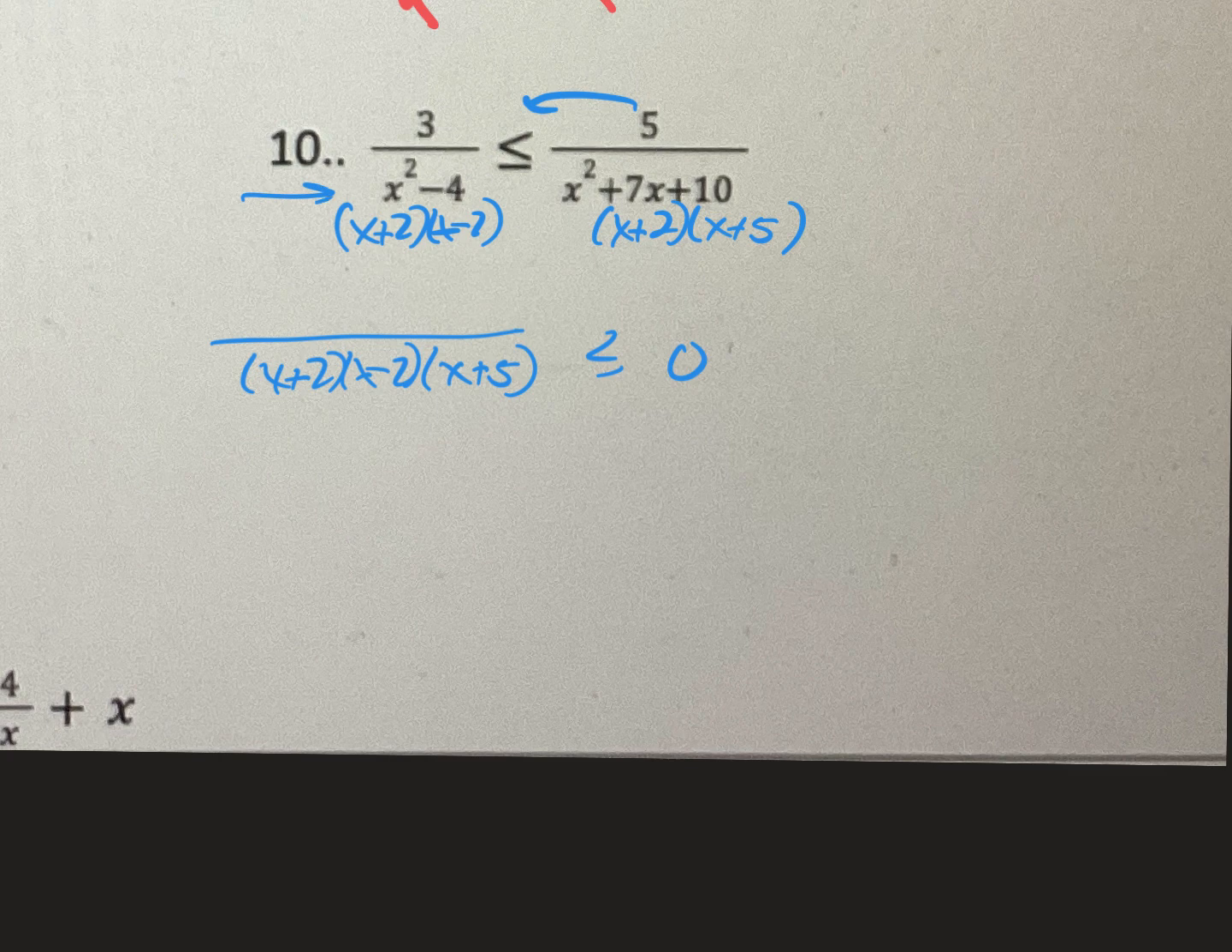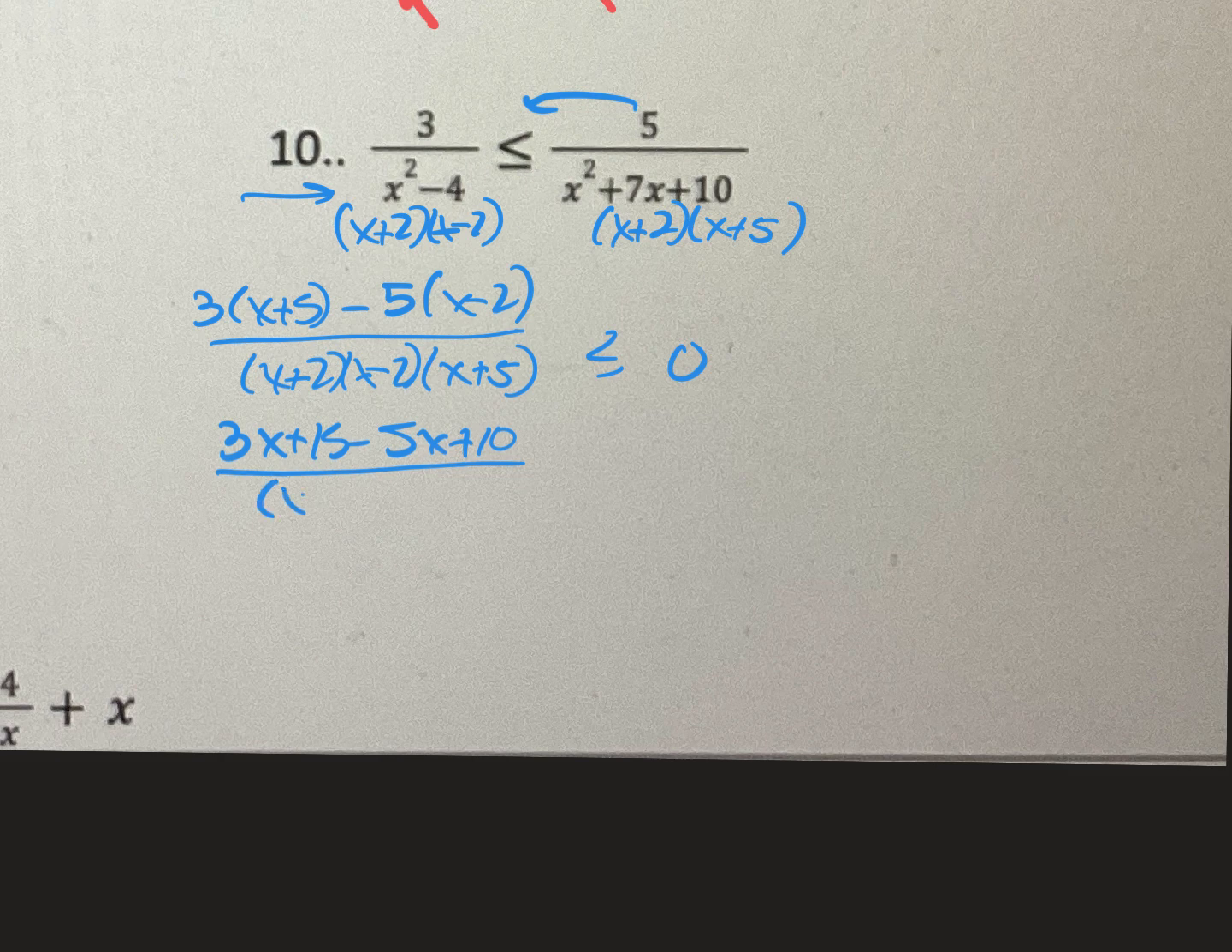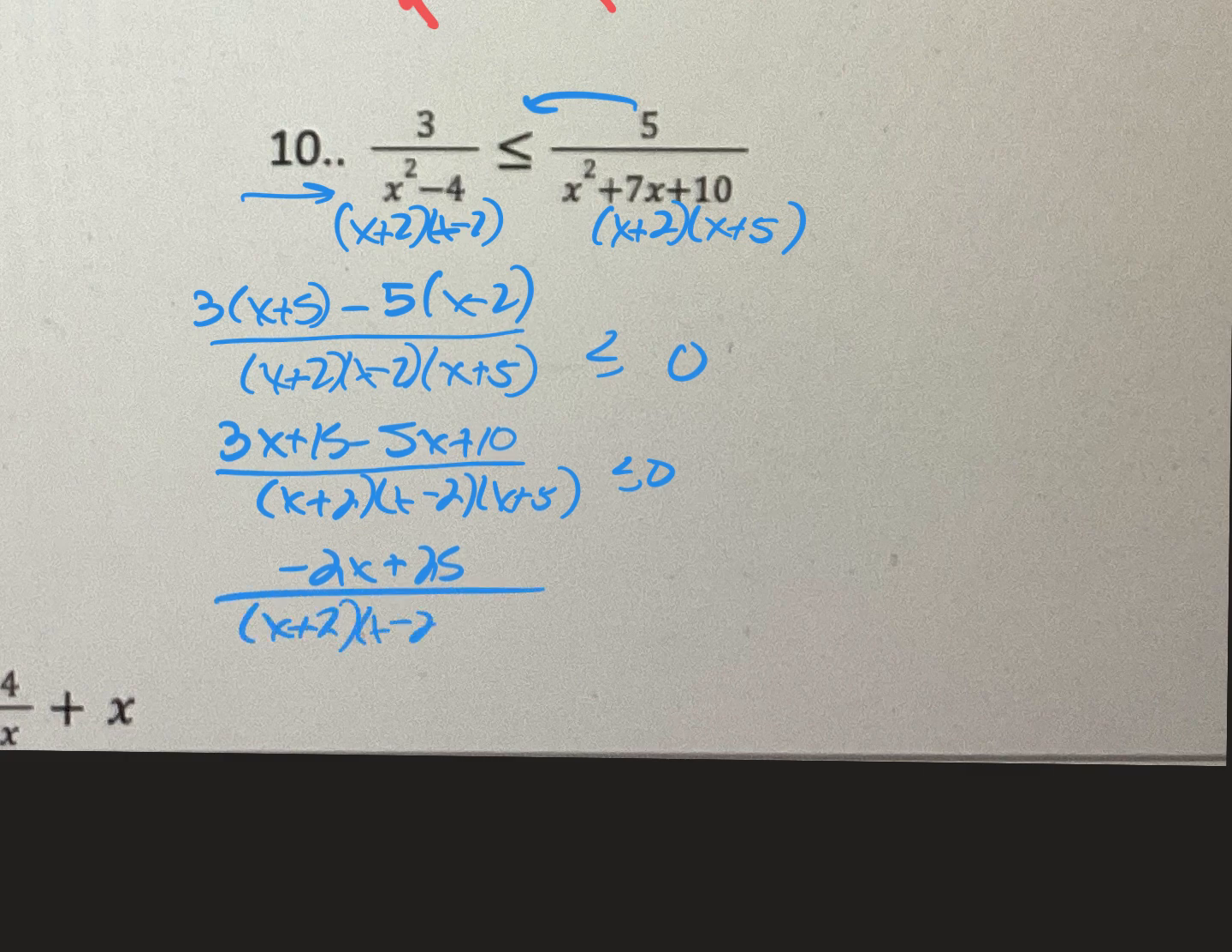This first fraction is missing the x plus 5, so I'm going to do 3 times x plus 5. When I move the second fraction over, the 5 becomes negative, and it's missing the x minus 2. So I'm going to work that out. Just work out the numerator real quick. It'll be 3x plus 15 minus 5x plus 10 over x plus 2, x minus 2, x plus 5, and that's less than or equal to 0. So my numerator is going to be -2x plus 25, which is huge, over x plus 2, x minus 2, and x plus 5. There we go.